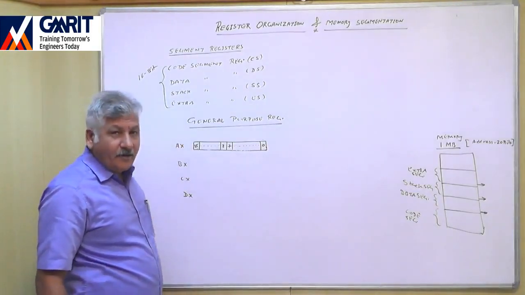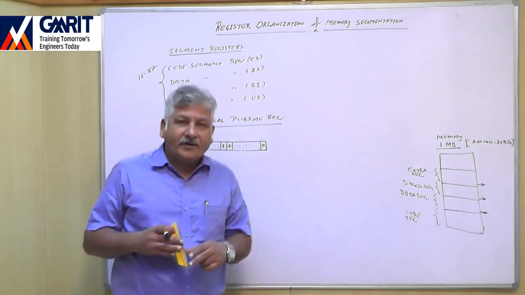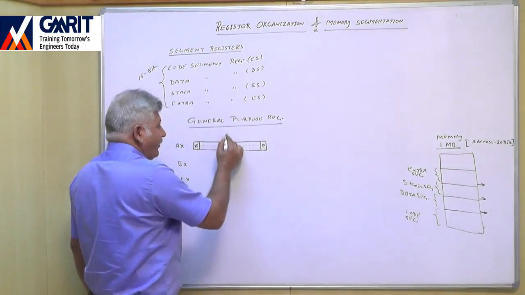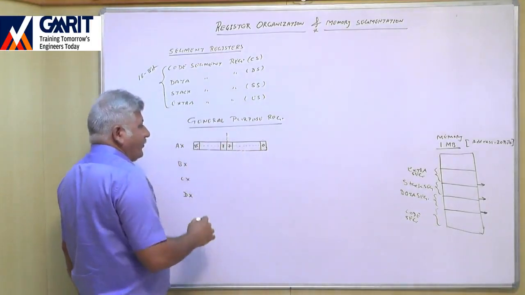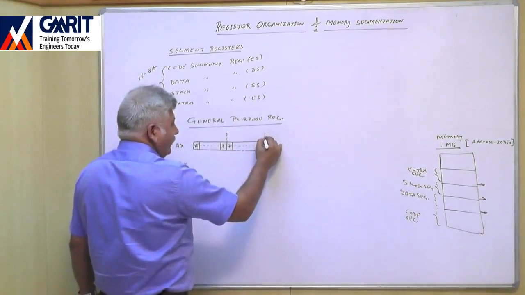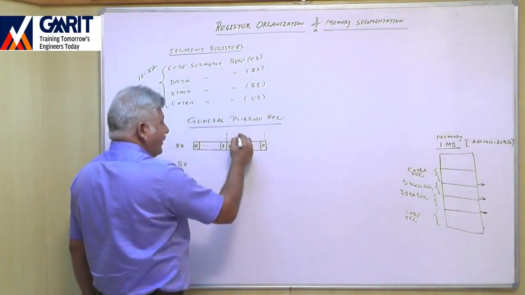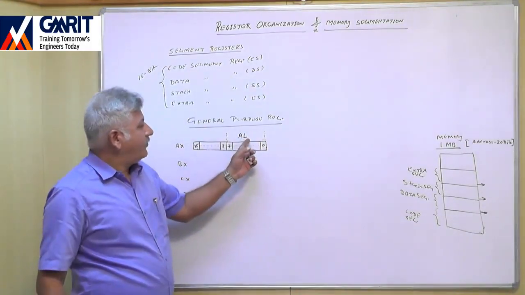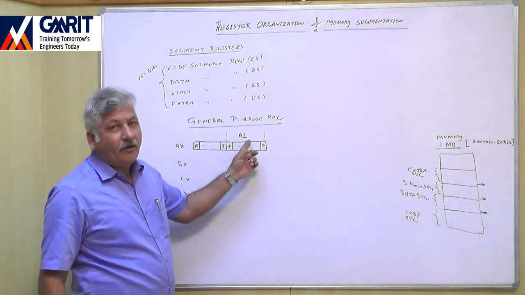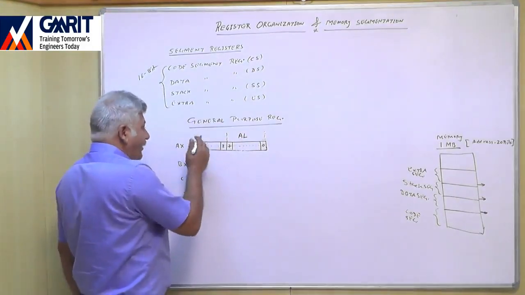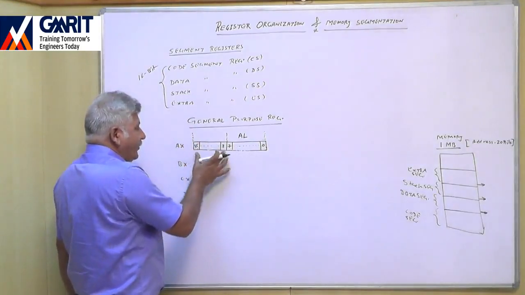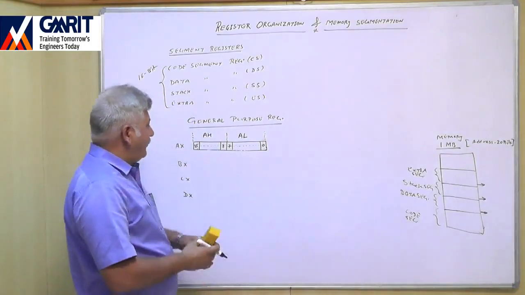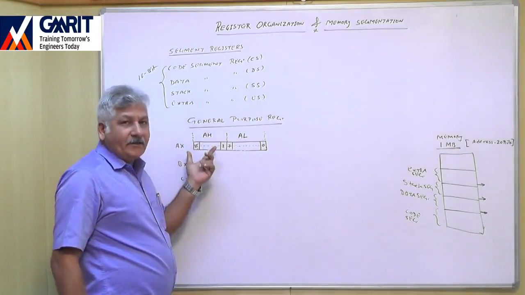But this 16-bit register can be split into two 8-bit registers. The lower 8 bits, 0 to 7, can be accessed by the name AL, where L indicates the lower 8 bits or lower byte. The higher 8 bits of this AX register can be accessed by the name AH, the higher 8 bits of the A register.